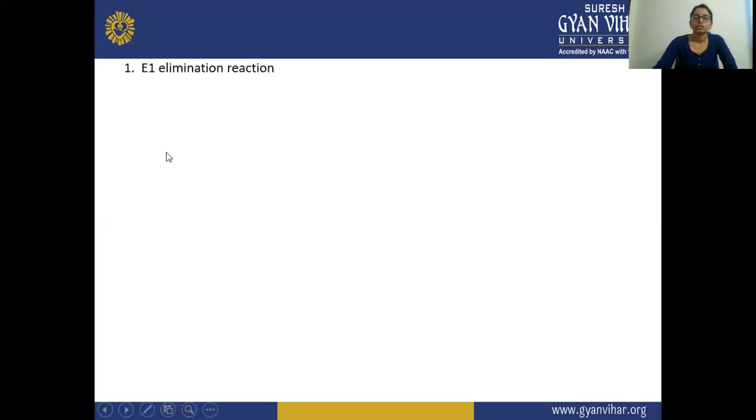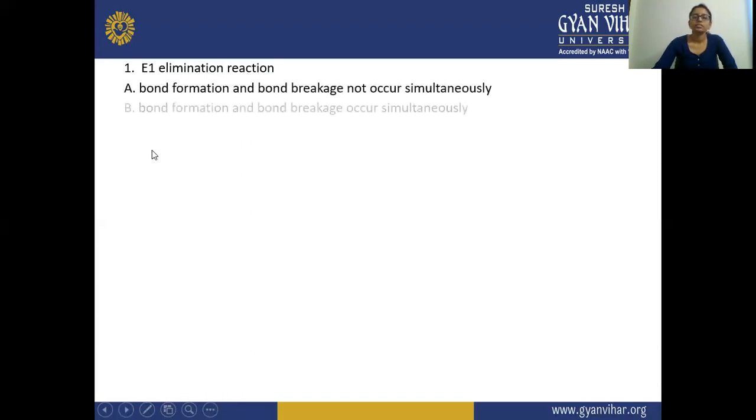Now the questions. The first question is about the E1 elimination reaction. So what is the E1 elimination reaction? Option A is bond formation and bond breakage do not occur simultaneously. Option B is bond formation and bond breakage occur simultaneously. Option C is all, or none of the above.